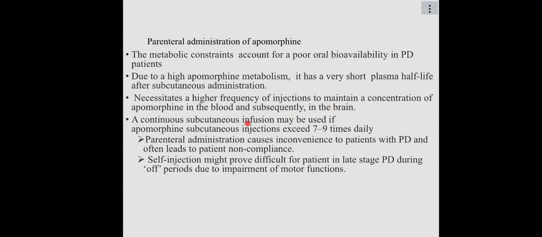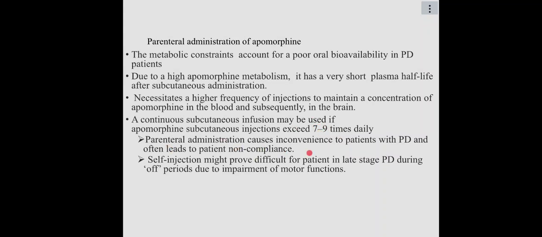A continuous subcutaneous infusion may be used, especially a pump. So this person has a small pump and they hide it with their clothes, and that pump will give a sustained supply. So it will maintain the supply of the apomorphine throughout, because if you do not do so, it has a very short duration of action and might not be of very much help. A continuous subcutaneous infusion will be used if apomorphine subcutaneous injections exceed 7 to 9. Because you see, we are giving 7 to 9 injections, this can be very uncomfortable for the patient.